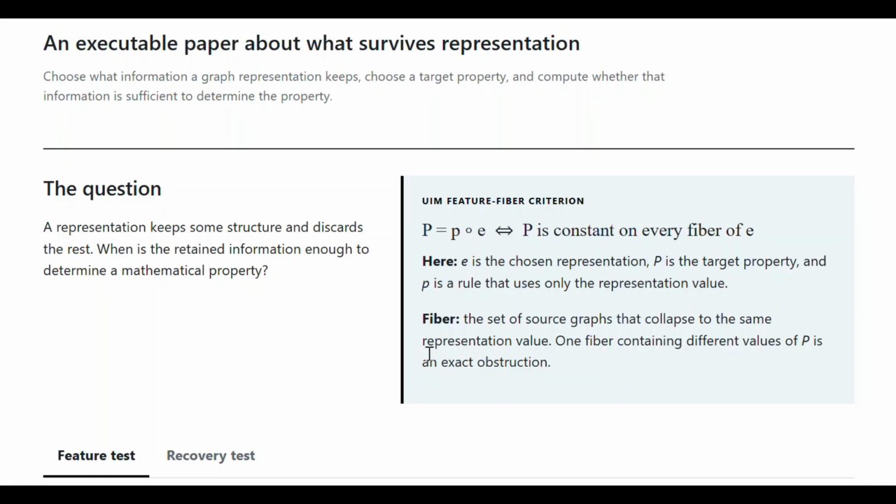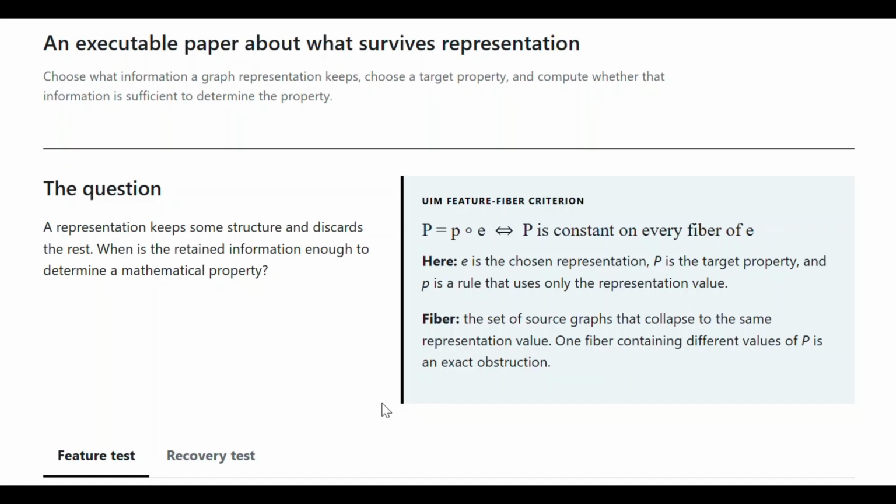The mathematical question is simple. If I replace a mathematical object with a representation of that object, did I preserve enough information to determine the property I care about? The central UIM criterion shown here says that a property can be determined from a representation exactly when that property is constant across every fiber of the representation.